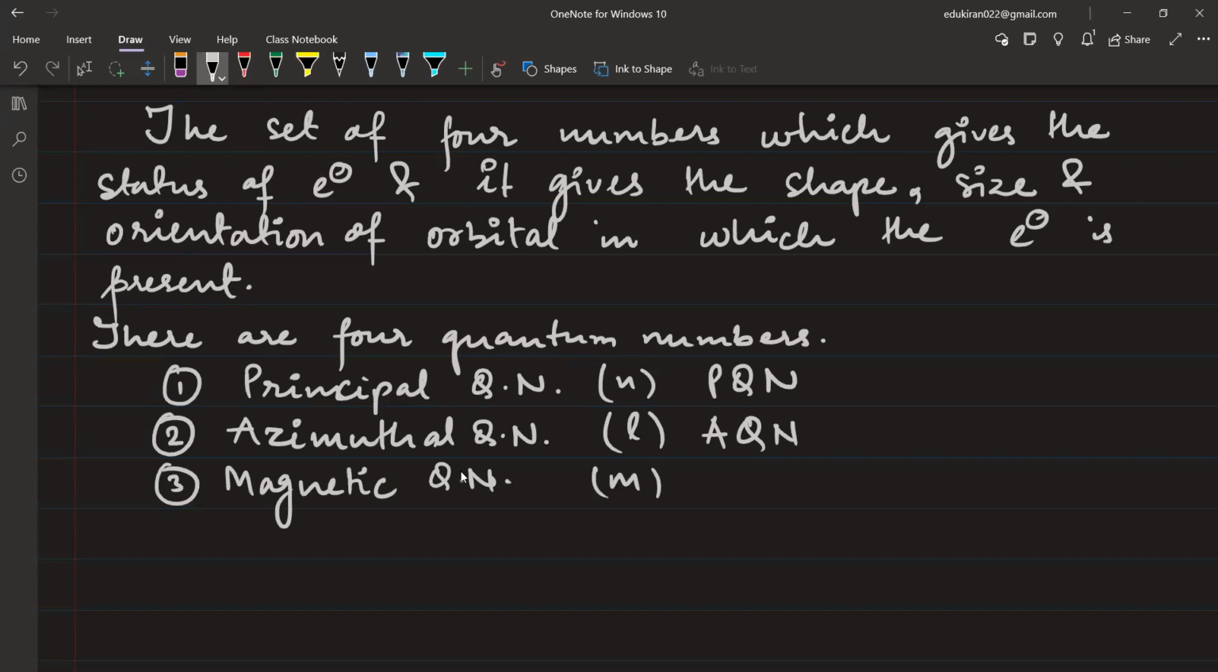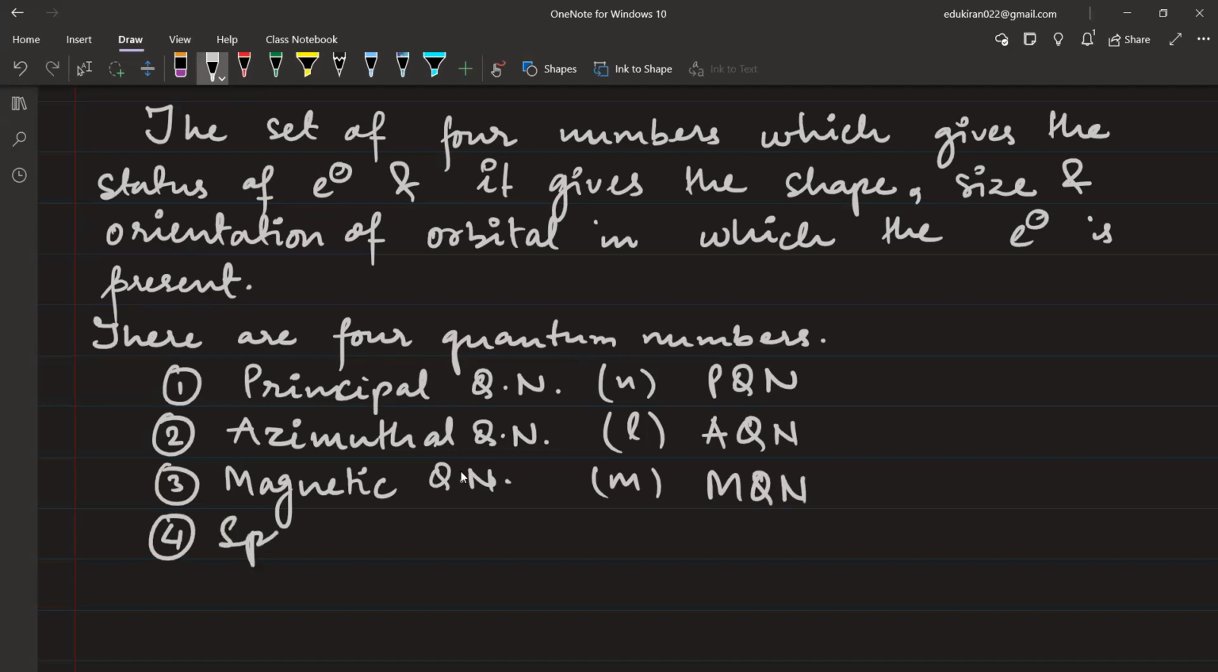Sometimes in your textbook, if you see in NCERT, it is denoted by M with a subscript of L. But we will represent it by M. And if you represent it by M in the board examination or your class 11th school examination, it is not going to be any difficult, it is not going to be anything bad. Magnetic quantum number, and I will sometimes refer to this as MQN.